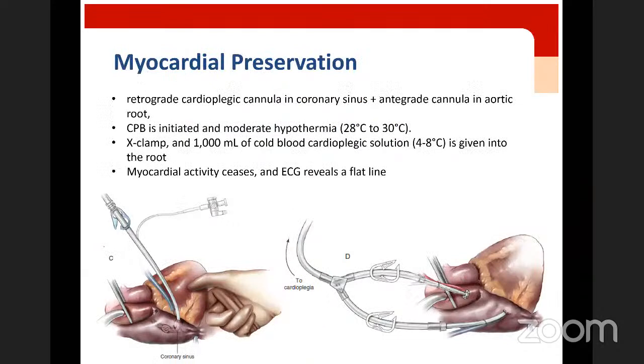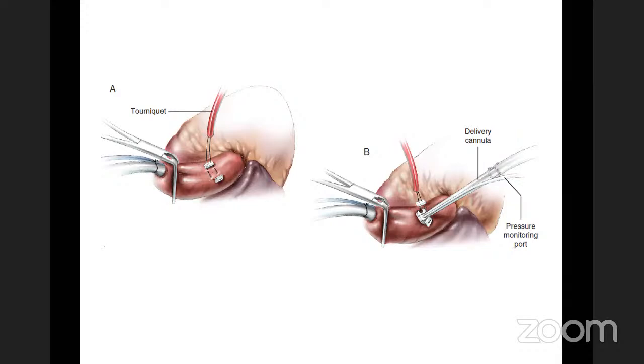Different myocardial protection techniques depend on the surgeon and his usual practice. Here, a retrograde cardioplegic cannula is placed in the coronary sinus, and an antegrade cannula is placed in the aortic root, as it shows here in this picture. Cardiopulmonary bypass is then initiated and cooled down to 28 degrees for moderate hypothermia. The aorta is clamped, and 1,000 milliliters of cold blood cardioplegia solution is administered through the aortic root until myocardial activity ceases. An ECG monitor reveals a flat line. This is antegrade cardioplegia, cannula in the aortic root.